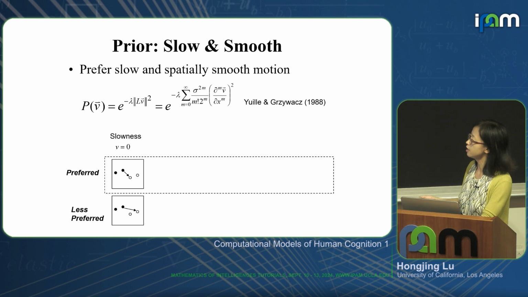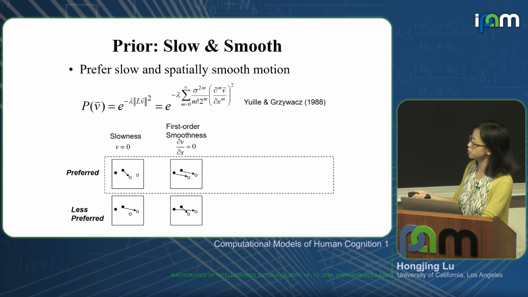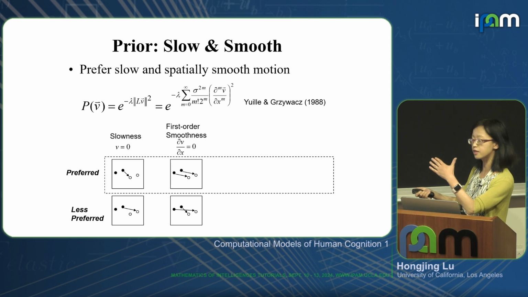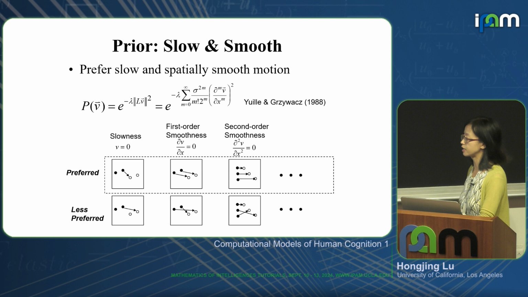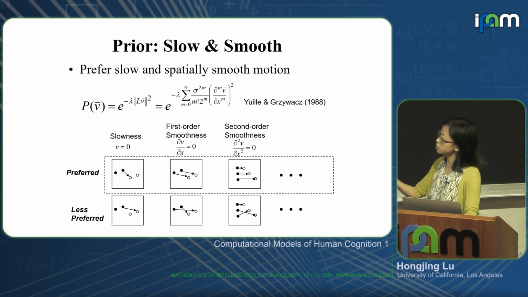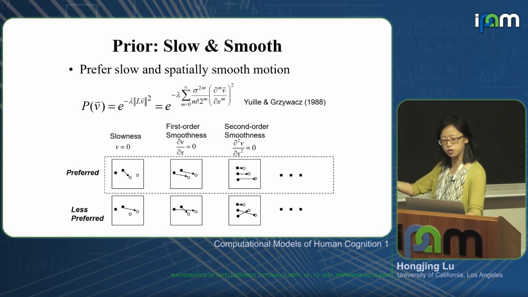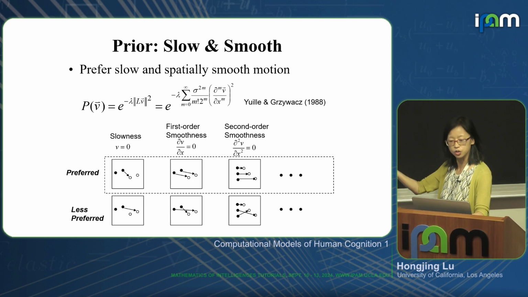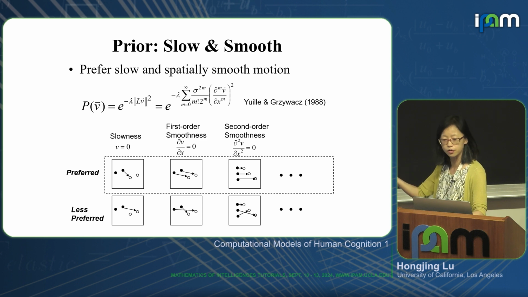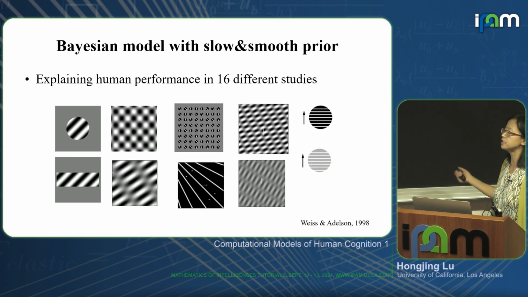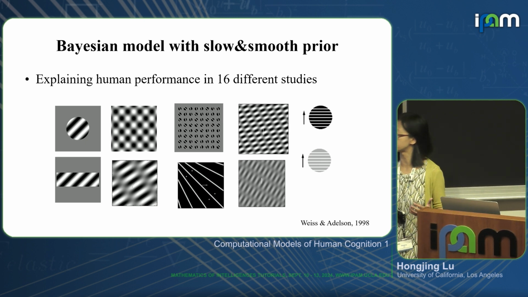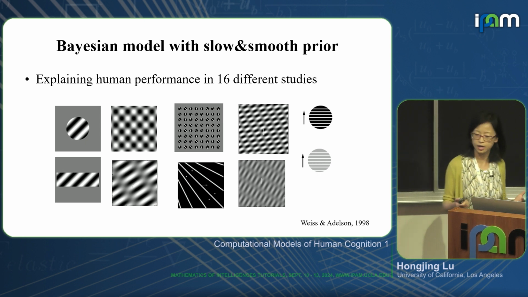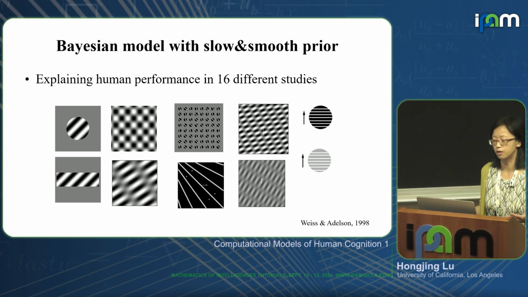Here is just an illustration. With first order smoothness, you prefer 2 dots to move together and share the same velocity. With second order, they share similar acceleration, and so on. So we can introduce this prior distribution on smoothness to account for human motion perception. It turned out this is more powerful. Across 16 different studies, with a variety of stimulus types, this model can account for human performance pretty well.